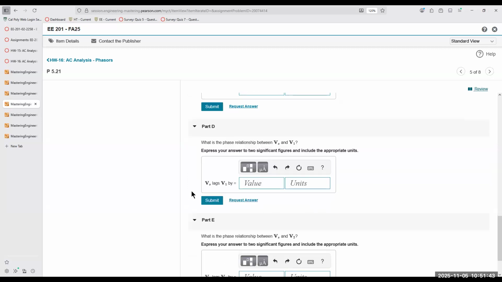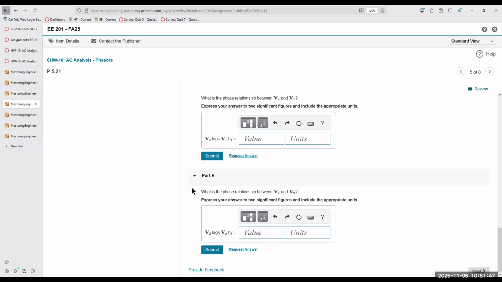Phase relationship between Vs and V1. That one's easy or straightforward. Phase relationship between Vs and V2. Again, that one's straightforward. So shouldn't have any issues. All good on this question? Okay, let's move on to the next one.